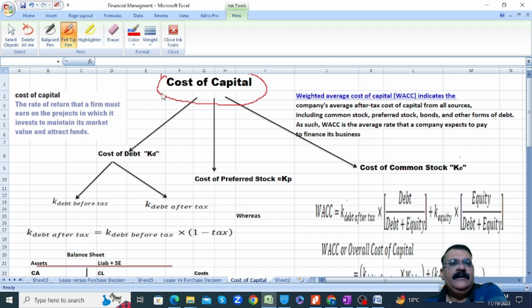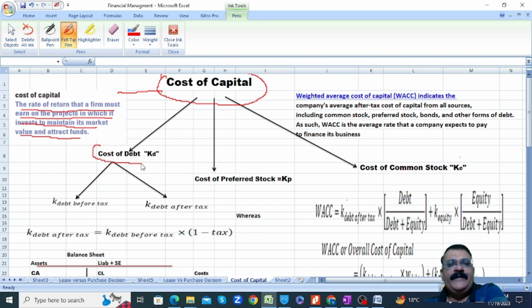Cost of capital is the rate of return that a firm must earn on the projects in which it invests to maintain its market value and attract funds. Cost of capital is composed of three costs.